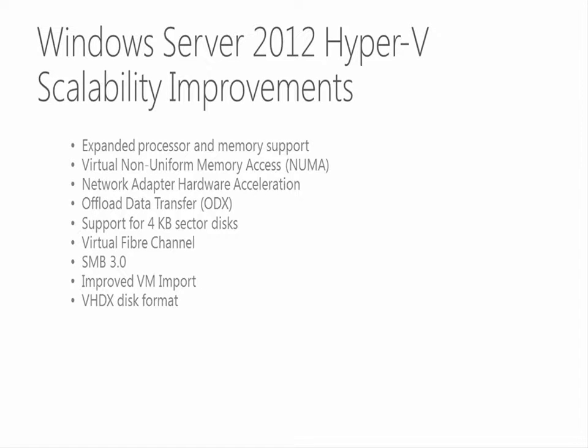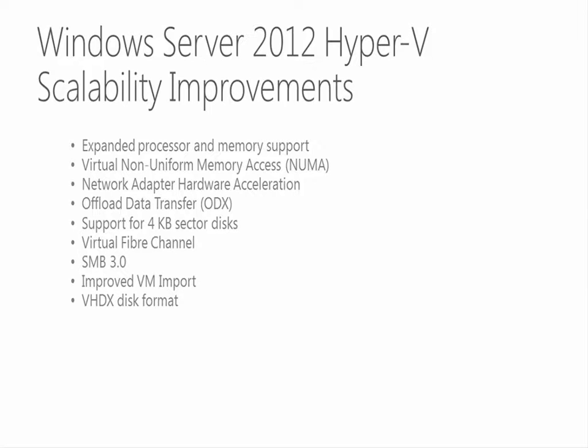So here are the specific improvements, and we're going to go into each one of these in a little bit more detail, but let me just hit some of the highlights here. We're going to talk about expanded processor and memory support. So we're going to compare the feature set of Hyper-V in Windows Server 2008 R2, specifically SP1, and the new Windows Server 2012. We'll talk about each of those here in just a minute.